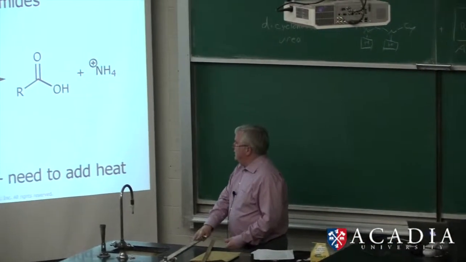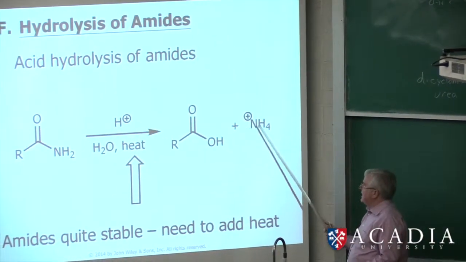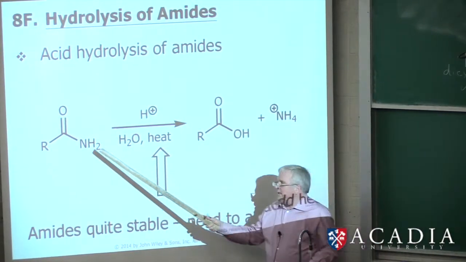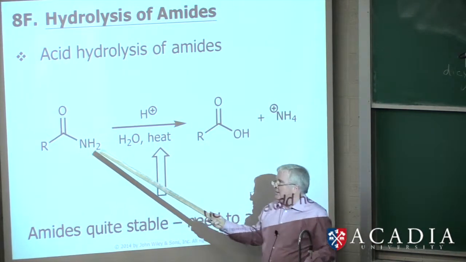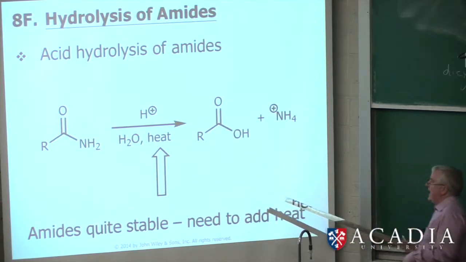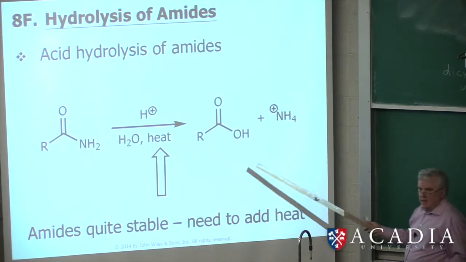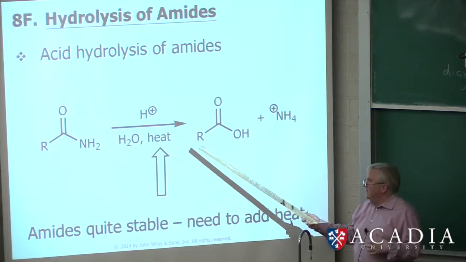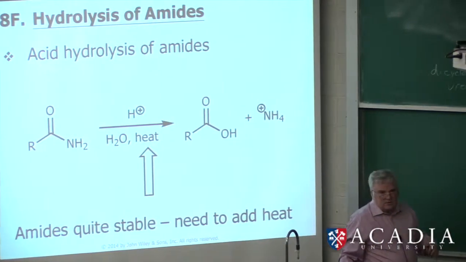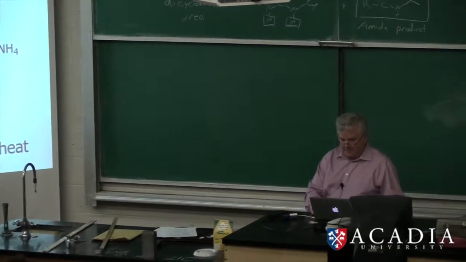A little while ago, we saw where we heated up the carboxylate salts of a carboxylic acid and ammonia to form an amide. Well, we can hydrolyze amides under both acidic and basic conditions, but they're quite stable, and we have to add a lot of heat to them. And that's good for us because these amides are so important in terms of structures in our bodies that it's nice that they're not easily hydrolyzed.